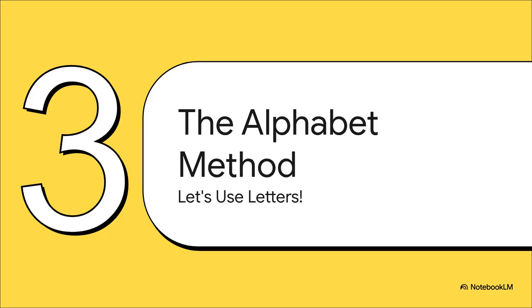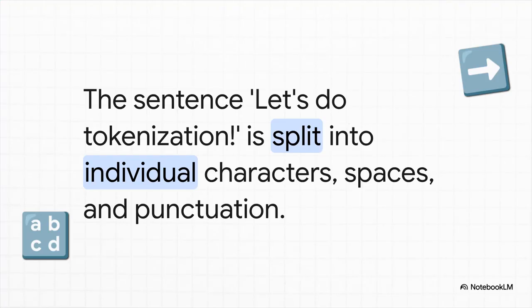Okay, so if a dictionary of 500,000 words is way too big, what's the next logical move? Well, we swing the pendulum all the way to the other extreme. What if we break everything down to its smallest possible part? We're talking individual letters, the alphabet. So with this method, our sentence, "let's do tokenization," suddenly becomes this much, much longer sequence of individual characters. L, E, T, apostrophe, S, space, and so on. We've definitely solved one of our problems, that's for sure.